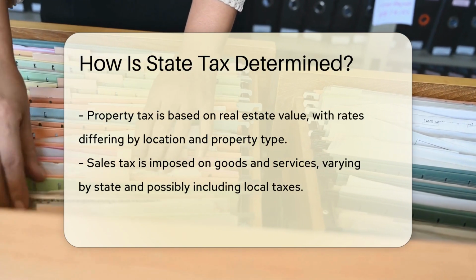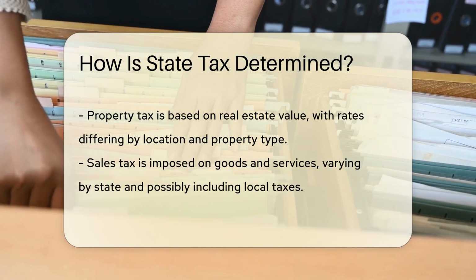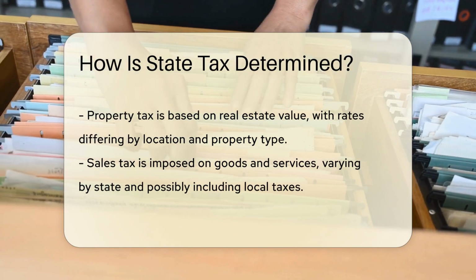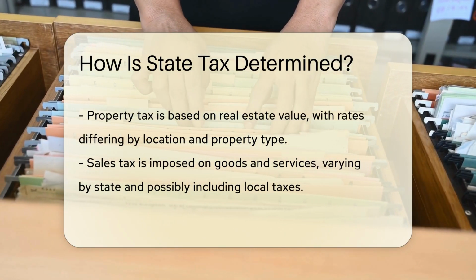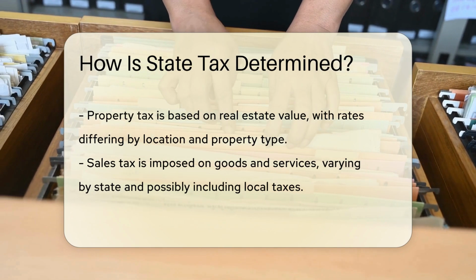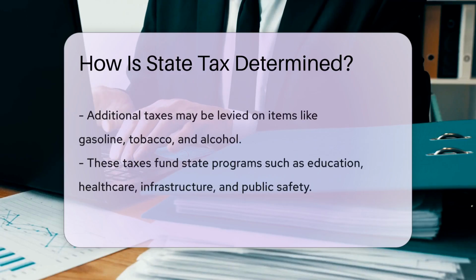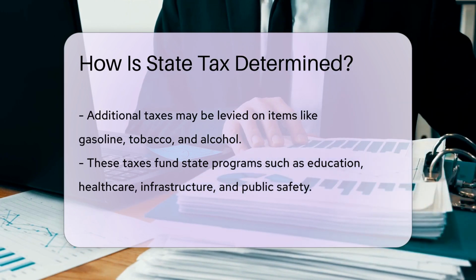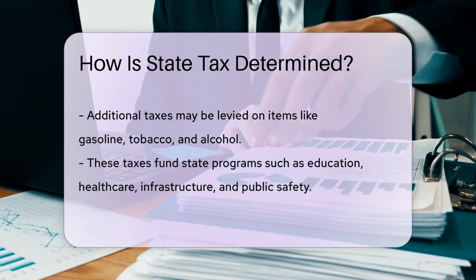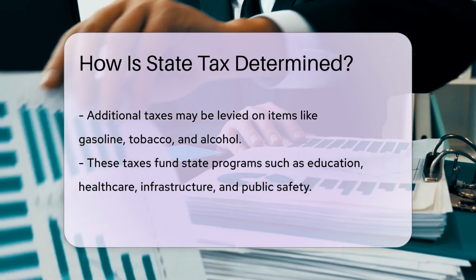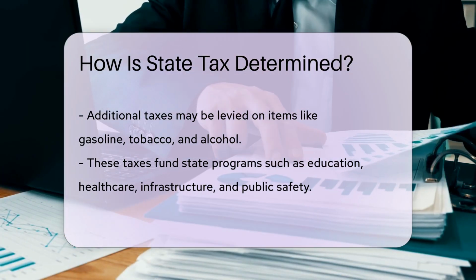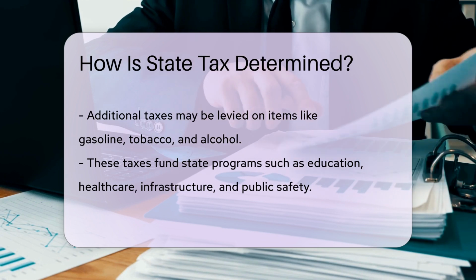Property tax is typically assessed on the value of real estate owned within the state, with rates varying by location and property type. Sales tax is another component of state tax, imposed on the sale of goods and services at the point of purchase. The rate can differ from state to state and may also include local sales taxes imposed by counties or municipalities. States may also levy additional taxes on specific items such as gasoline, tobacco, alcohol, and more.